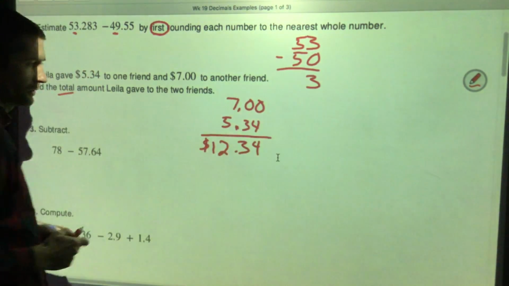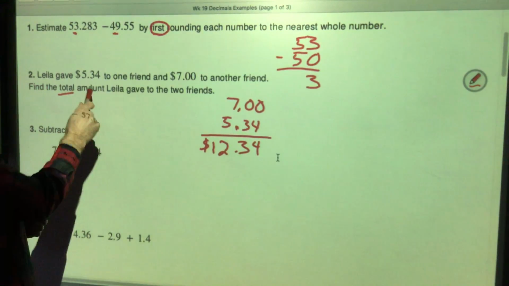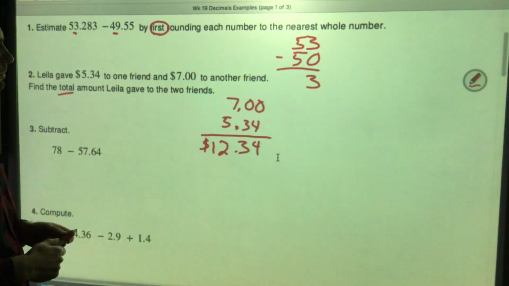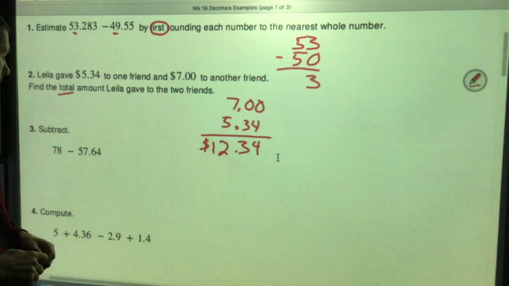The answer is $12.34. Always ask if it makes sense. Close to 5, close to 7. 5 plus 7 is 12. That's pretty close to that.